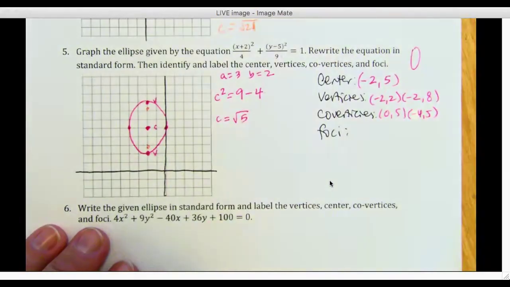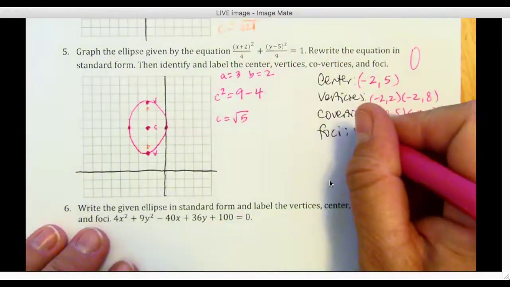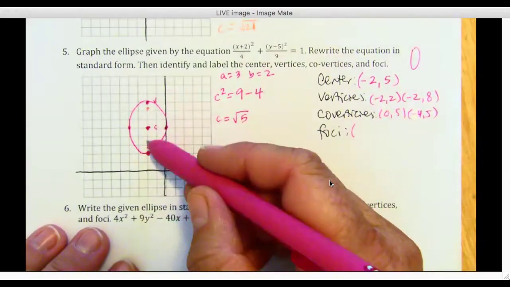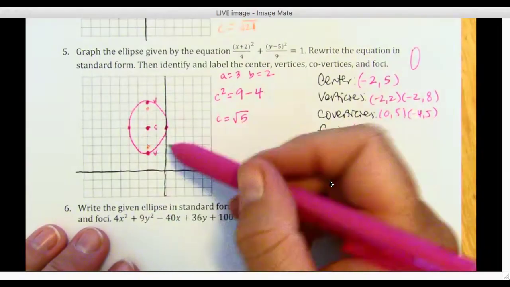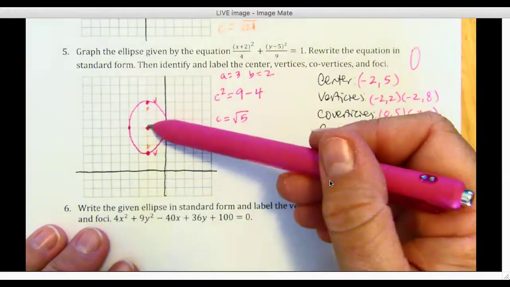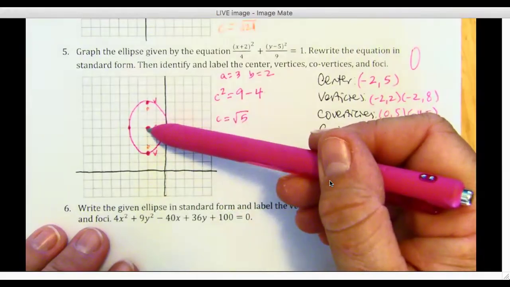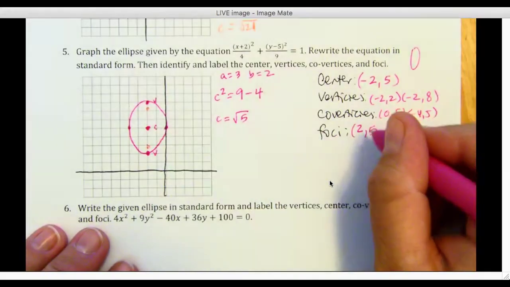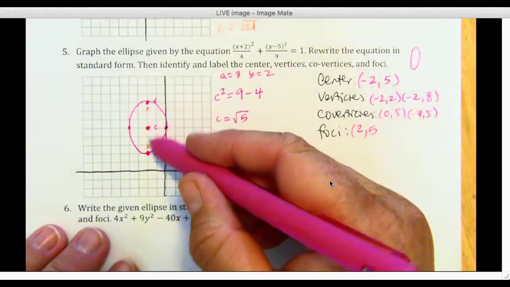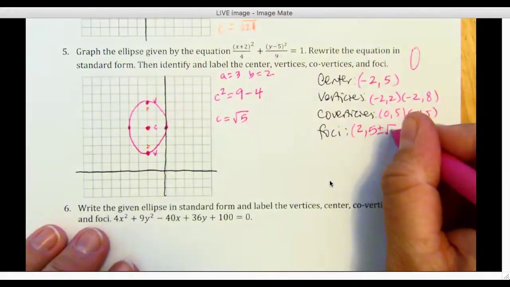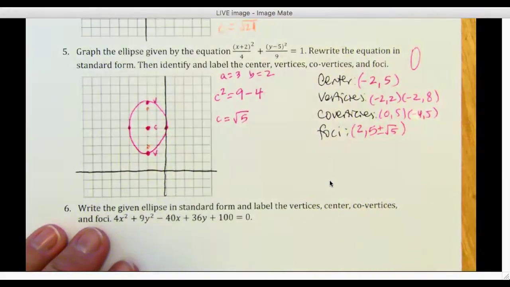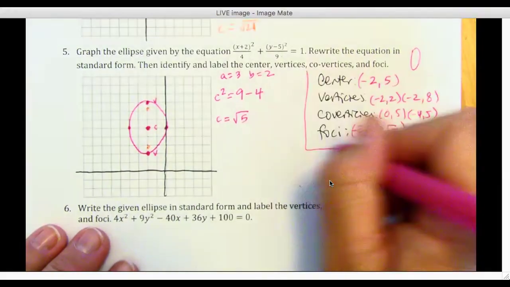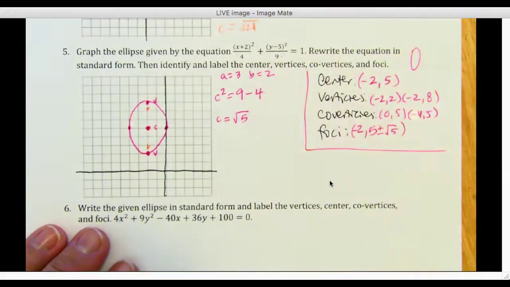And the way I can write my points here is going to be the 2 is my x value is the same for both of those. So 2, and my y value is what's changing. So from a y value of 5, I'm adding root 5 and subtracting root 5. So that would be 5 plus or minus root 5. And that's how I can write my foci. And this is actually -2 there. And there are all the pieces that I needed to find.